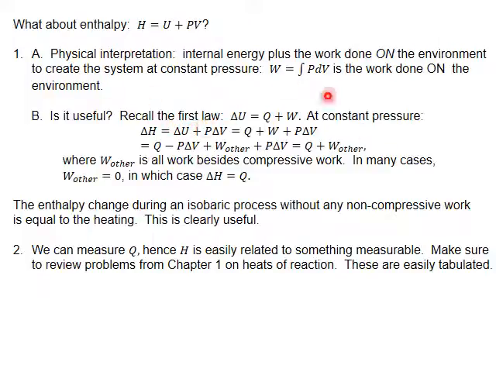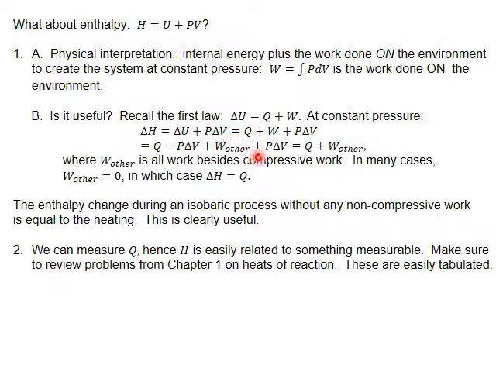Is it useful? And as we found in chapter 1, the answer is definitely yes. Let's go back to the first law. We wrote delta U is Q plus W. As we just said, at constant pressure, P delta V is the work done on the environment. Delta H is this. We can use the first law in this expression, where now W is the work done on the system. That's minus P delta V. That cancels the P delta V here, right?